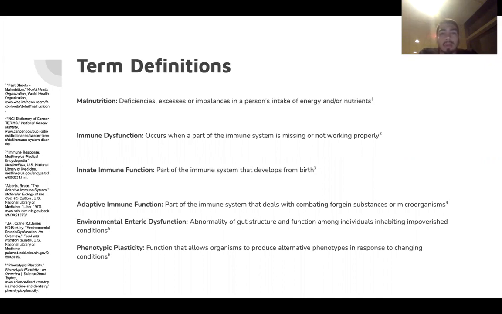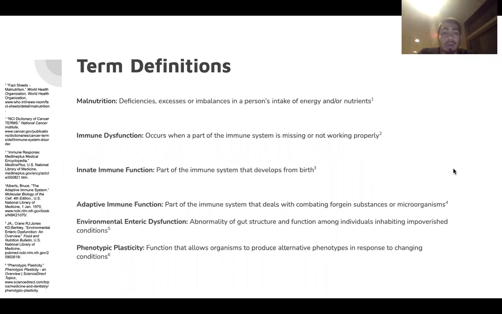To start, we're going to be going over innate immune function, which is a part of the immune system that develops from birth, right? So this is the part of it that we have coming up as a newborn. And then the adaptive immune function as well. This will be, I believe, the third or fourth slide. It'll be the part of the immune system that deals with combating foreign substances or microorganisms. So that's the part that we adapt as we go through life, and we build that defense up and the ability to defend against foreign attackers in that regard.